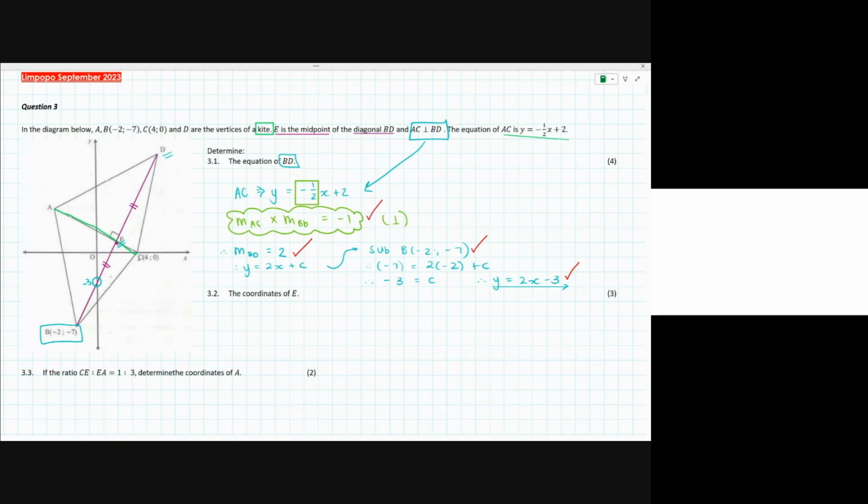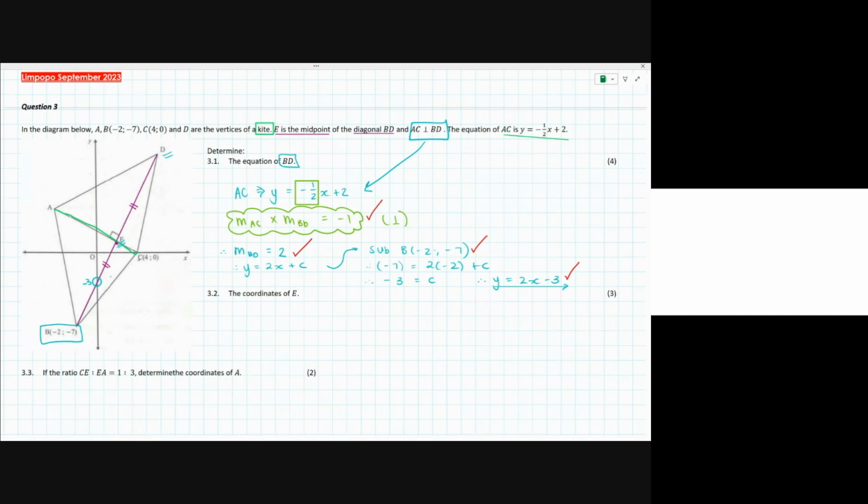Okay, 3.2 now asks for the coordinates of E. Now, we know that E is the midpoint of BD, but once again, the problem arises that I don't know what D is. So I can't use the midpoint formula. I can't find the midpoint of a line segment where I don't have all of the information. So now we have to think about what else E is. So yes, it's the midpoint, but it is also a point of intersection.